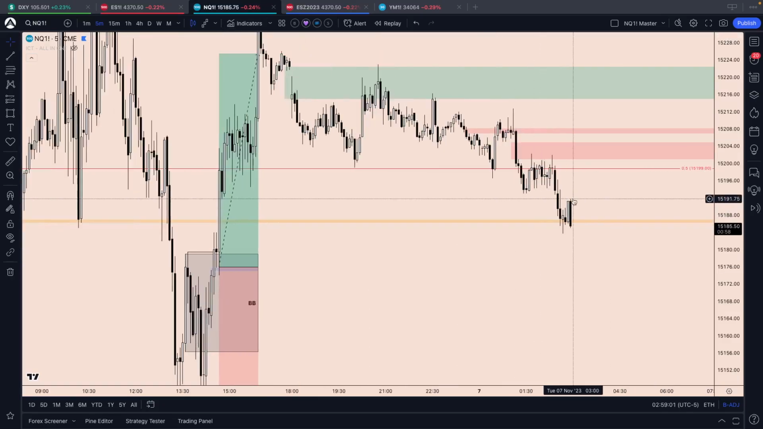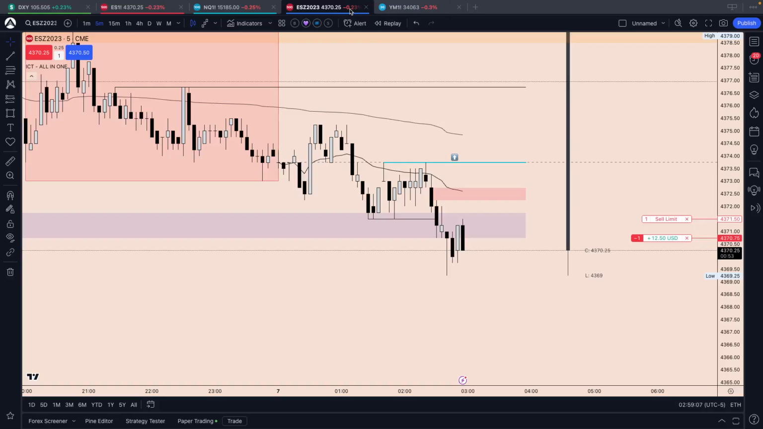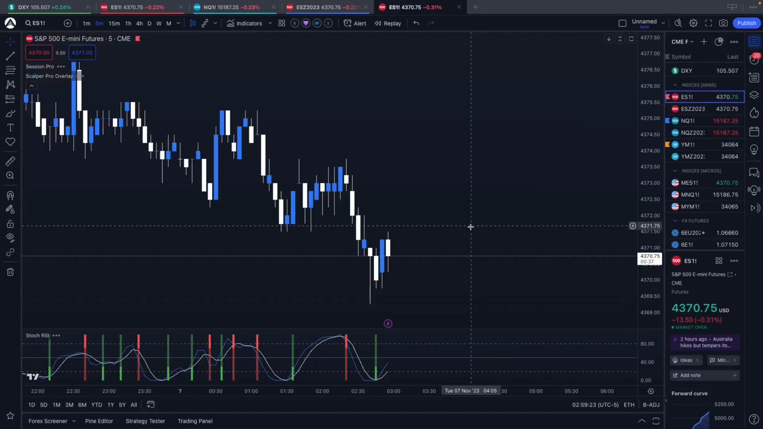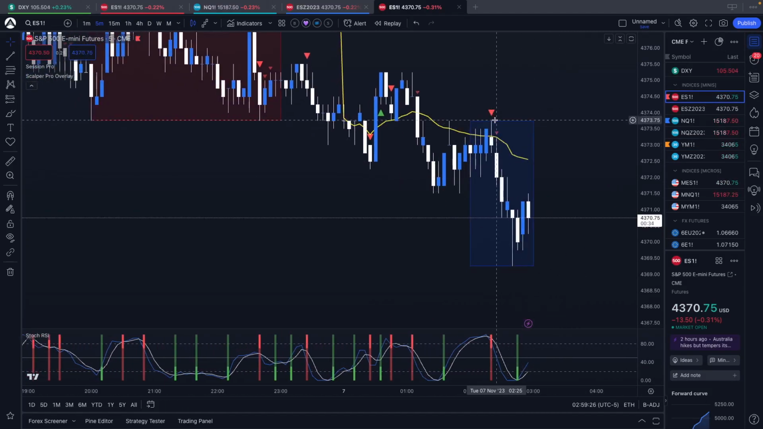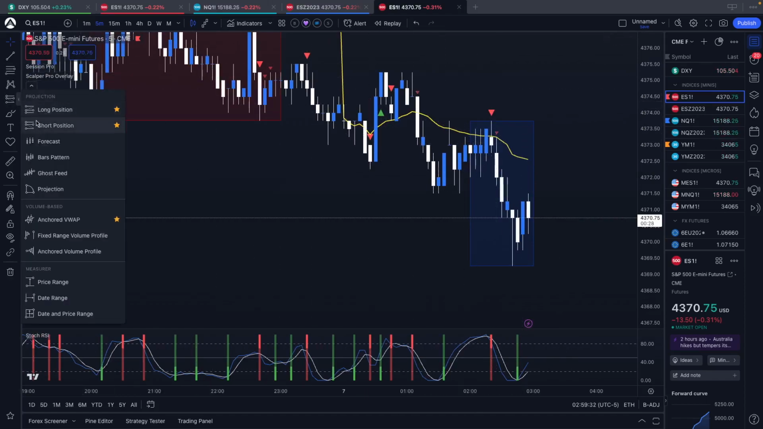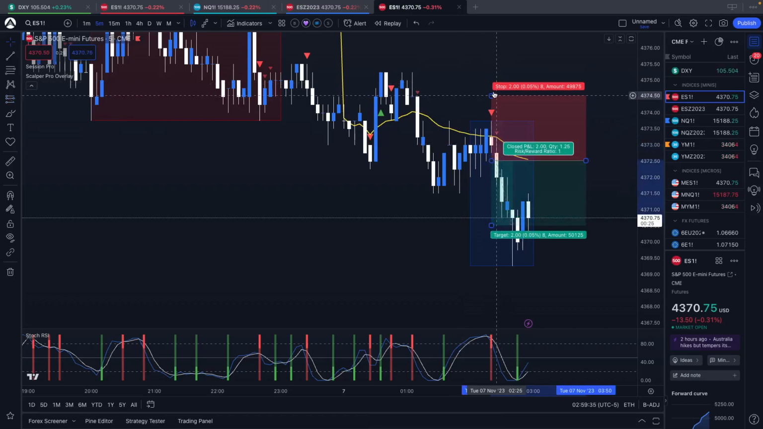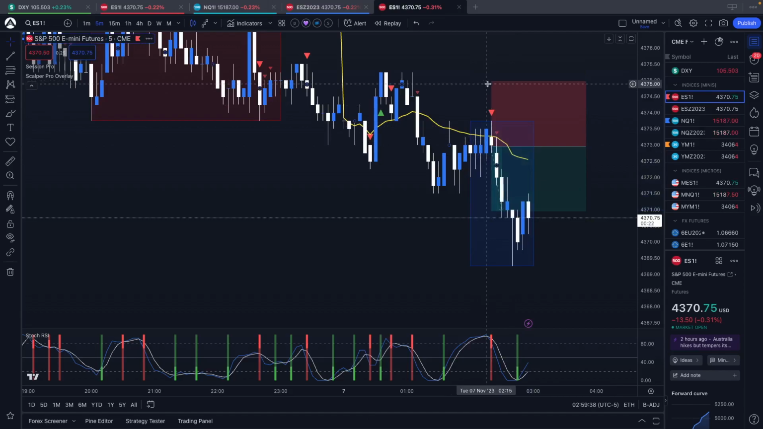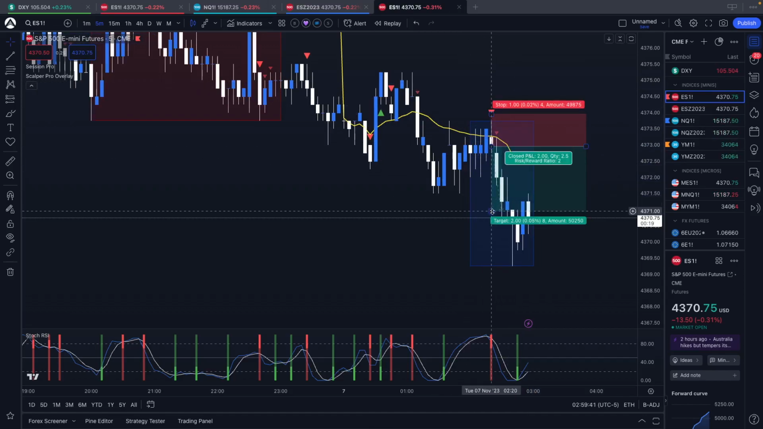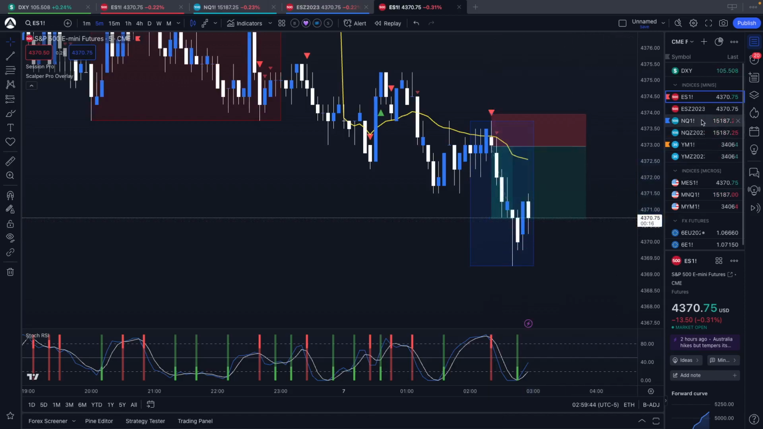NQ pulled back. Continued lower. We have 50 seconds to go. On ES1, we would have actually gotten a perfect short signal using the Scalper Pro right here on this candle. I would have taken a signal like that if it would have been on YM, right here on the high, not a secondary signal. Use a super tight stop. 2-2-1 reward hit very easily on NQ.